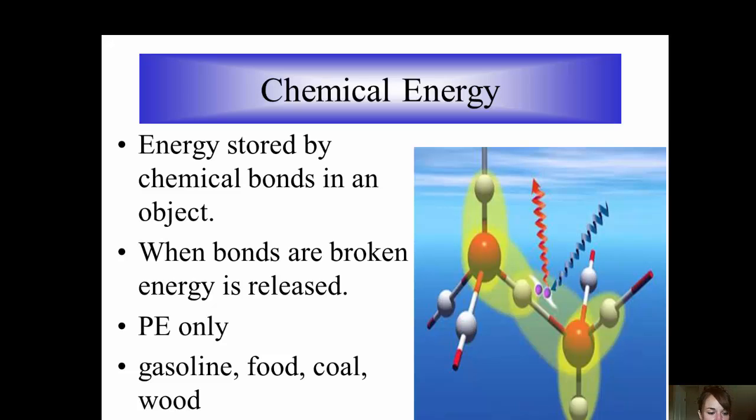Again, stored energy is potential energy. So that's why chemical energy is potential. Some examples of chemical energy we have are gasoline, food, coal, wood. These are all things that we burn or use to get the energy that's stored inside them. So coal and wood, a lot of times we will use that to keep us warm.